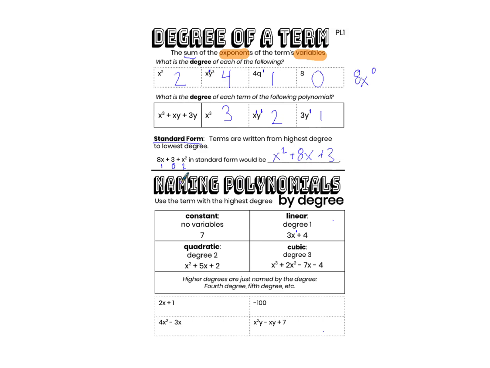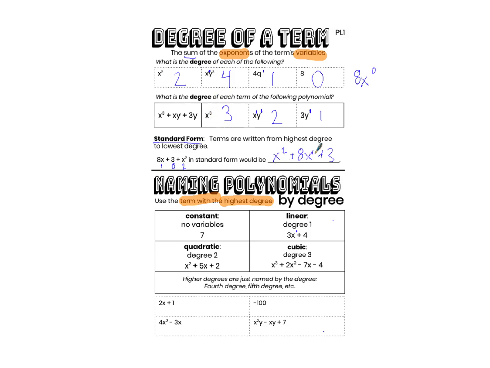We are now ready to name polynomials by degree. To name a polynomial by degree, you need to find the degree of each of the terms, and then you name the polynomial based on the term with the highest degree. So we're not adding up the degrees, we're finding the degree of each term and then naming that polynomial based on that term. So for this polynomial, x cubed plus xy plus 3y, we found the degree of each term, and then we would name this polynomial based on a degree of 3. That's the highest degree term.